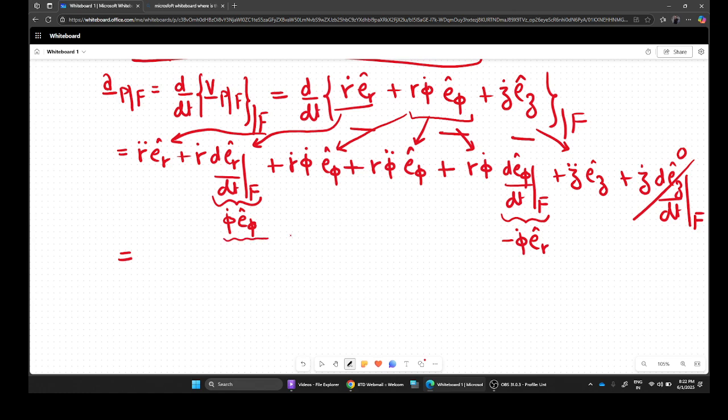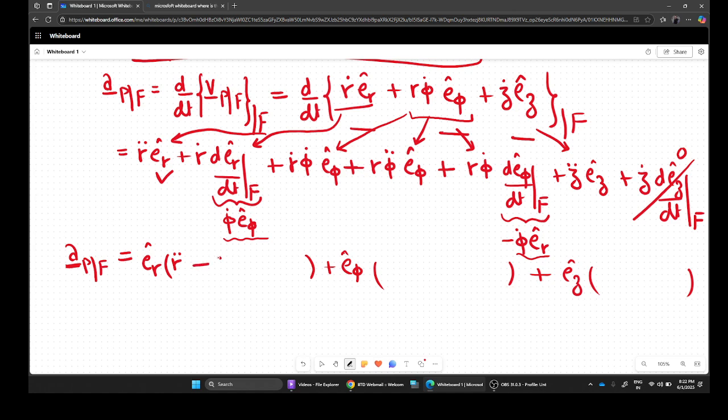Now using these expressions here and collecting the coefficients of ER, E phi and EZ, we can get the final expression of APF. Let's do this exercise. Everything is there on the screen now. So ER gets first contribution as R double dot, it's taken care of. Where else we have ER? We have ER here, so we get R phi dot square, this is taken care of.